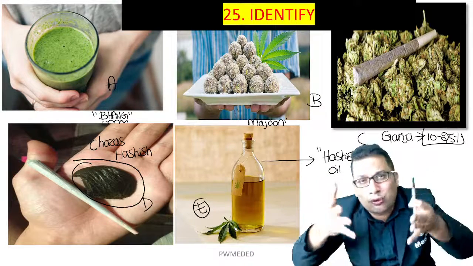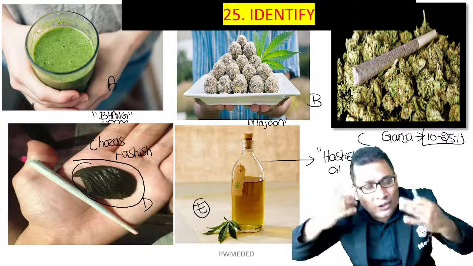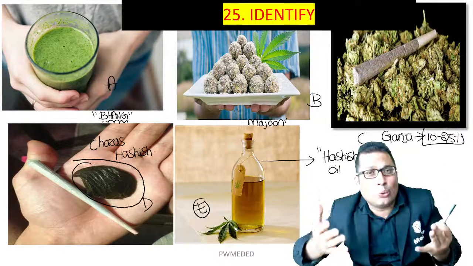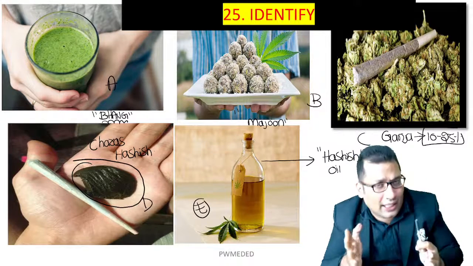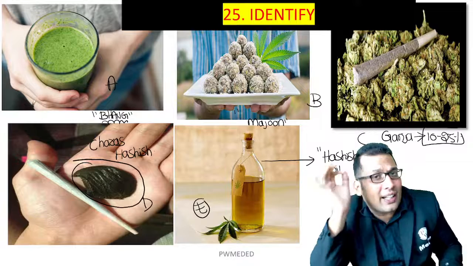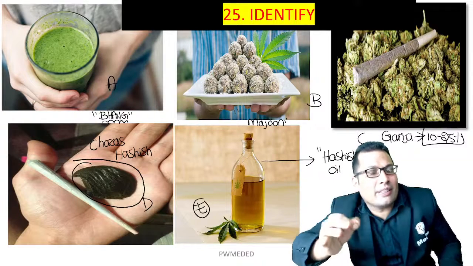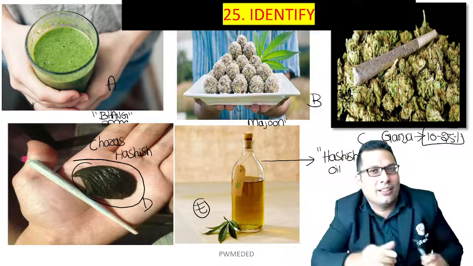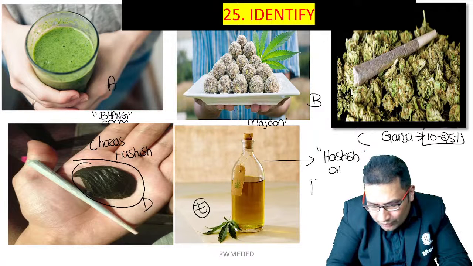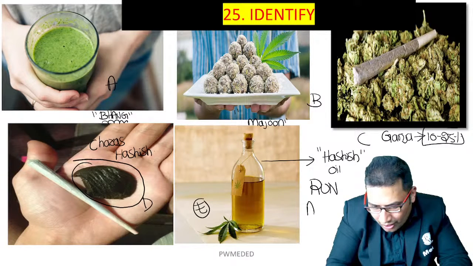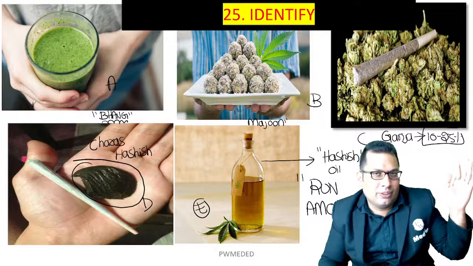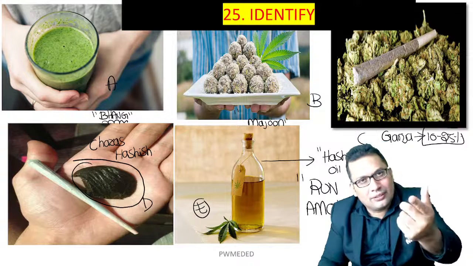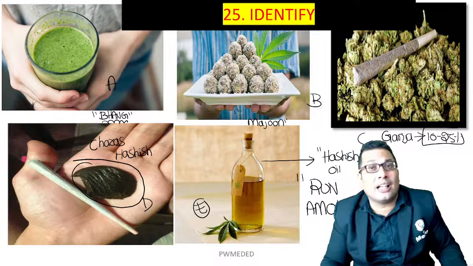So it can lead to euphoria, erotic hallucination, increased appetite, and chronic intake of cannabis can lead to a psychiatric illness characterized by impulse to murder, that is known as running amok. Running amok is a very commonly asked question. It is caused by chronic addiction to, the answer should be, cannabis.